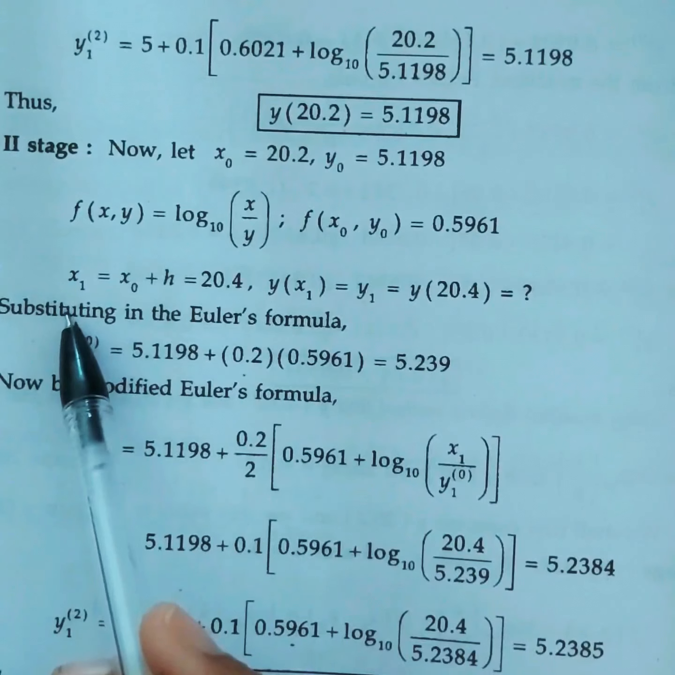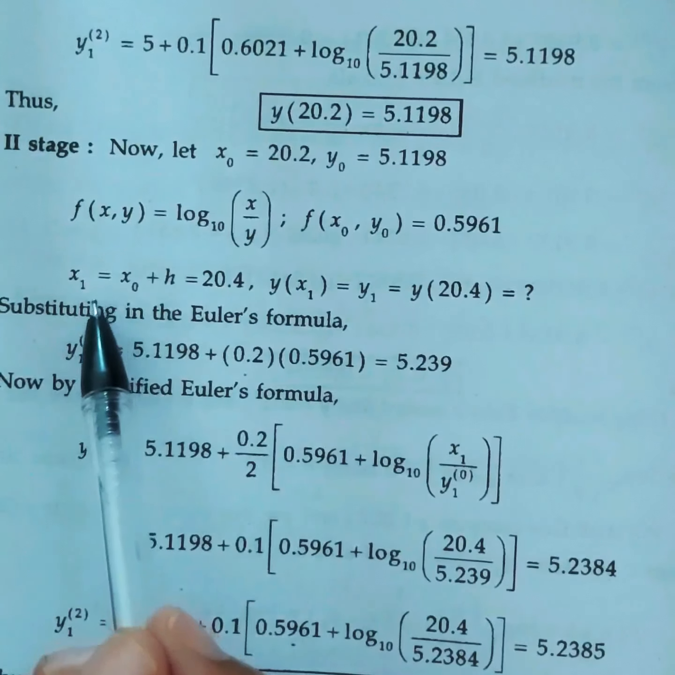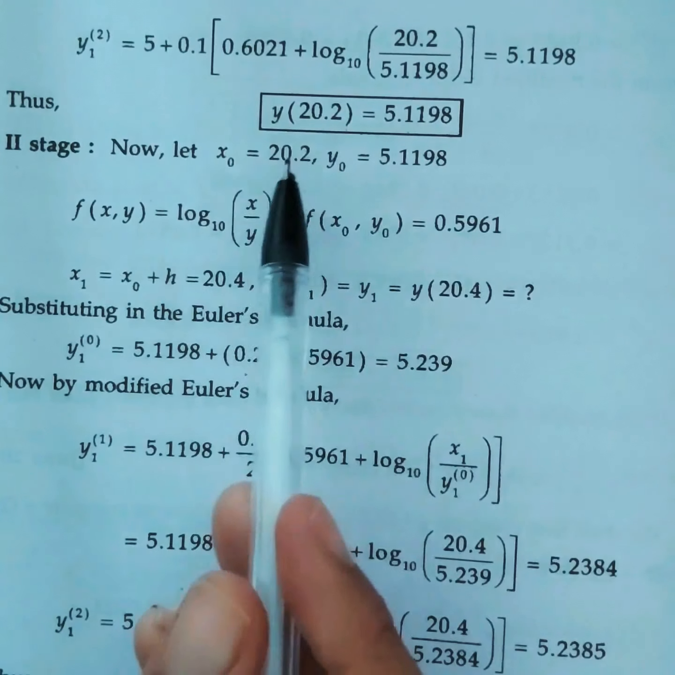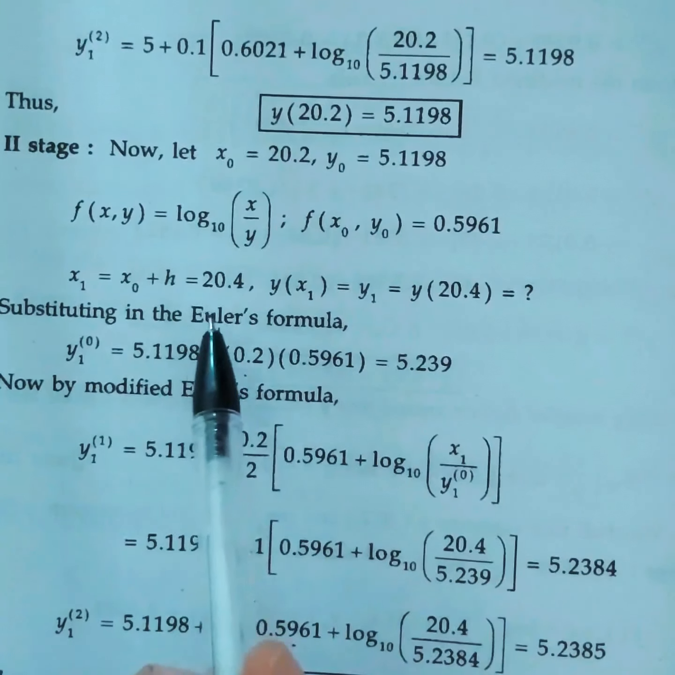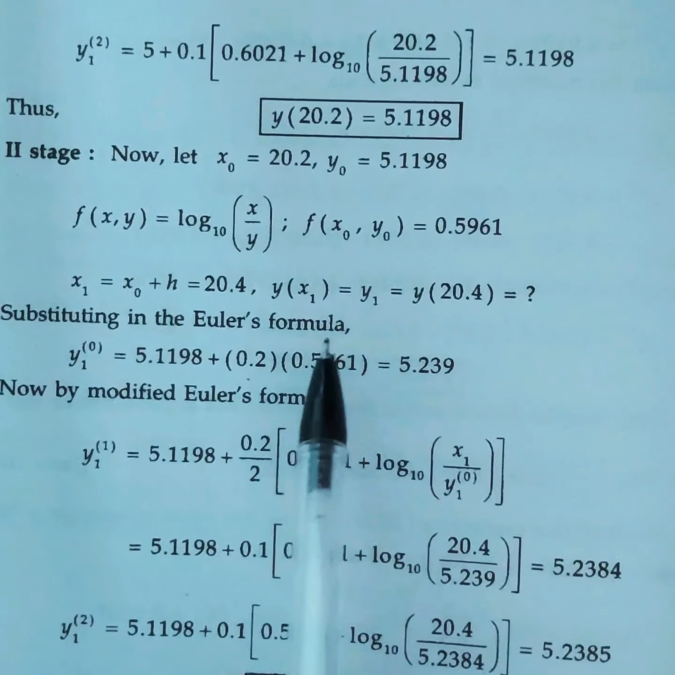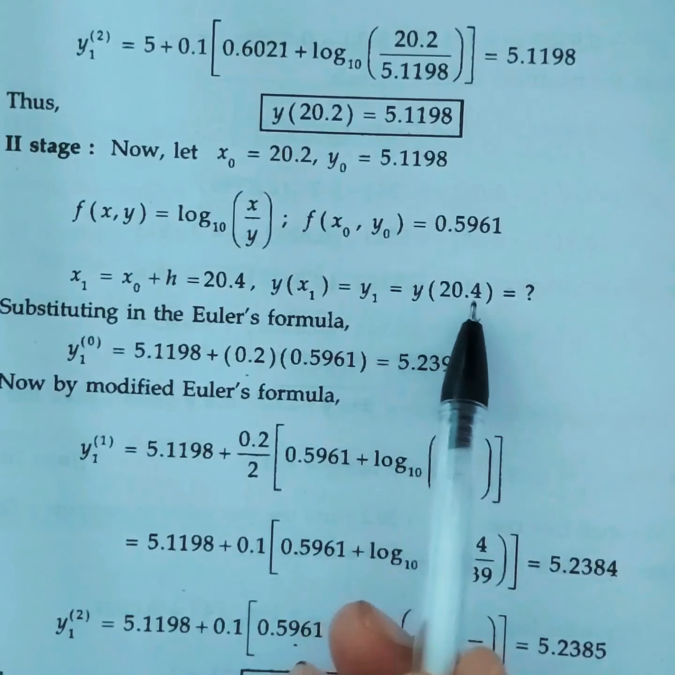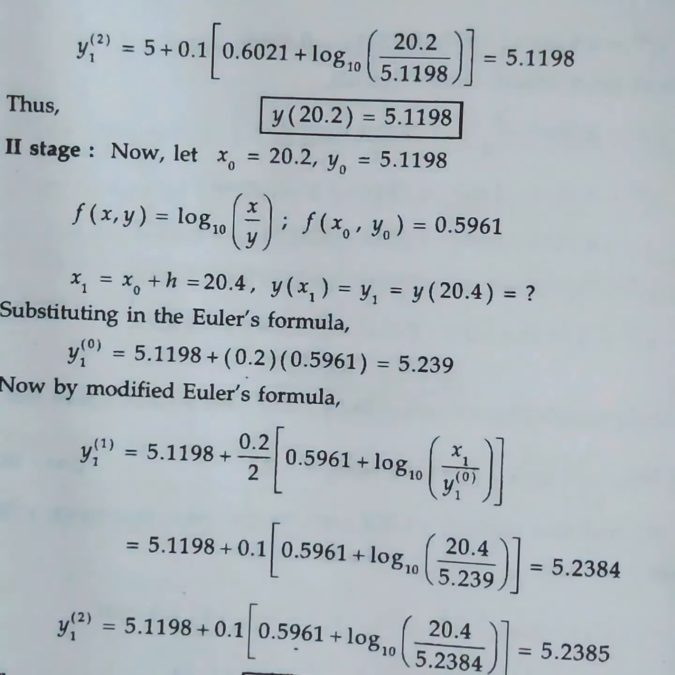Now your new x1, if you are getting confused, you can write new x0, new x1. That's not a big deal. New x1 is x0 plus h. So x0 is 20.2 plus 0.2, which is nothing but 20.4. And hence, y of x1 is equal to y1, which is nothing but y of 20.4. This is what we are going to find.